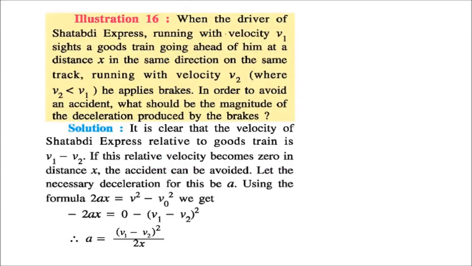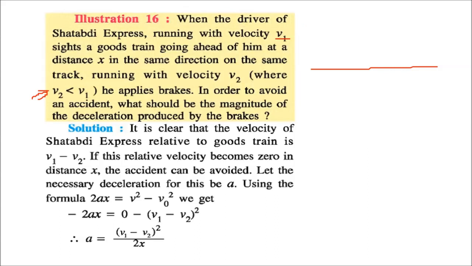When the driver of a Shatabdi Express running with velocity V1 sights a goods train going ahead of him at a distance x in the same direction on the same track running with a velocity V2. Here it is being shown that V2 is less than V1. He applies brake. In order to avoid an accident, what should be the magnitude of the deceleration produced by the brakes? So the scenario here is, this is a track.